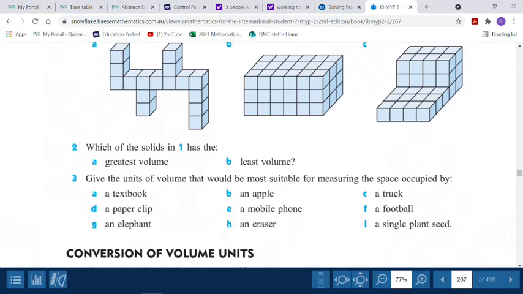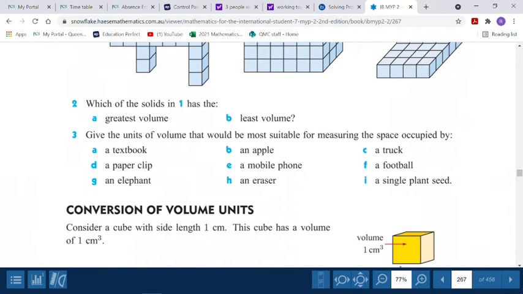So, a truck. Meters cubed. A football. Probably cubic centimeters. A single plant seed. Millimeters cubed. So, when you're measuring different objects, think about the appropriate measurement to use for each object you're measuring. You wouldn't want to measure a paperclip in cubic meters because it would be a tiny, tiny, tiny little decimal. Wouldn't make sense.